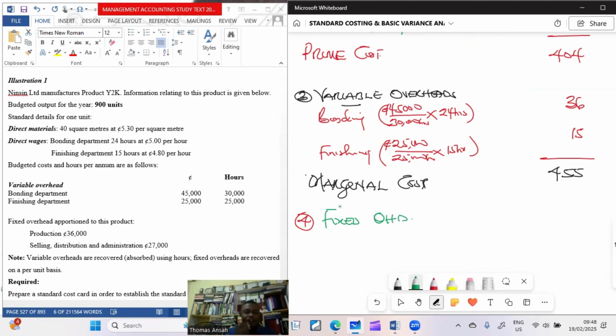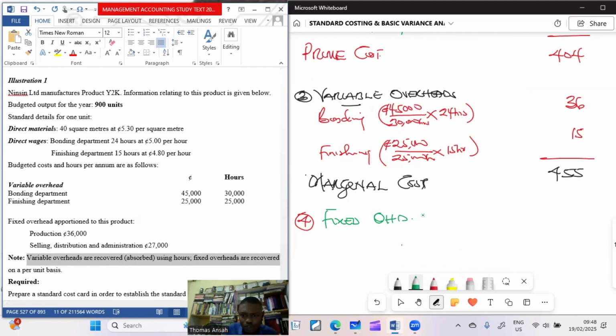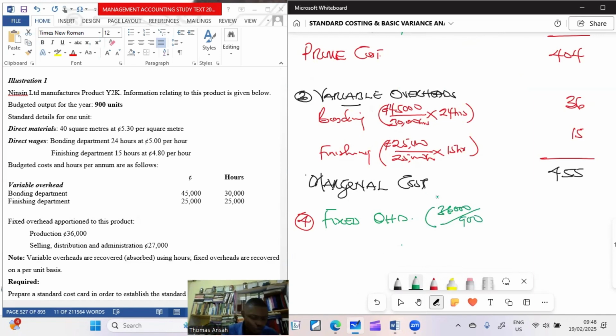Now, the fixed overhead, you see that we have fixed overhead for production and fixed overhead for non-production. All right. So now this is what we did. We did the absorption in there. Now, fixed overhead for production is just 36,000. And don't forget, we are doing everything per unit. If you don't take care, you make mistakes. So if you have 36,000 and the number of units is 900, what will it be? So we have production over 36,900. That gives me 40. So with this, I have my total production.